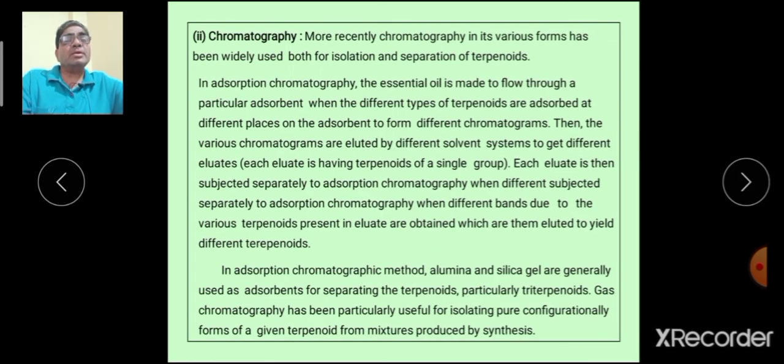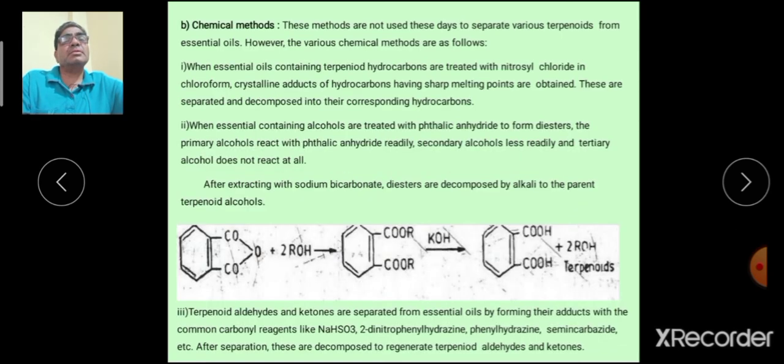Then chromatography. It is done by adsorption column chromatography, where the essential oils are separated in columns of adsorbing material, and after eluting the columns, that is, the separated materials one by one, the solution obtained, the eluent, is evaporated to remove the solvent and get the essential oil. Chemical methods are also employed.